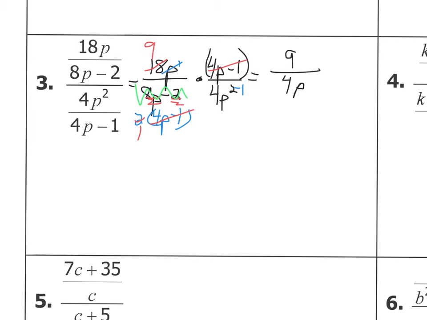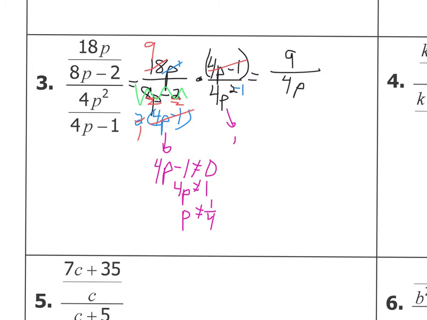So we are going to take, let me change some of my colors here. I'm going to take the 4p minus 1 and set it not equal to 0 because that's a variable in a denominator that could cause a restriction. I'm going to add 1 to both sides, so that gives me 4p cannot equal 1, and divide both sides by 4, so that gives me p cannot equal 1/4. So there's one restriction.